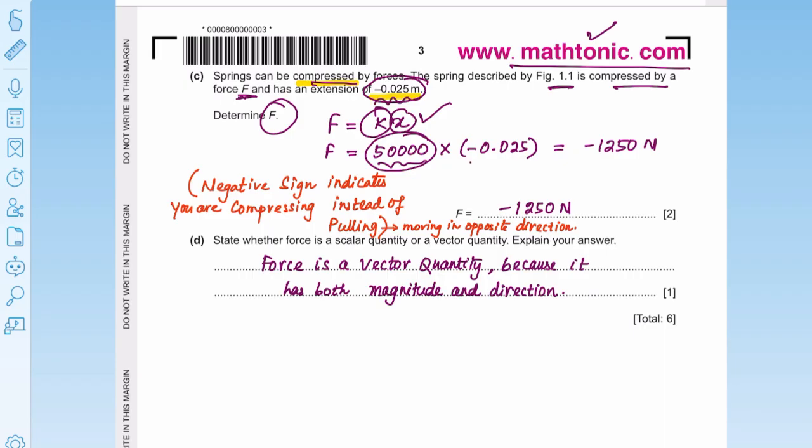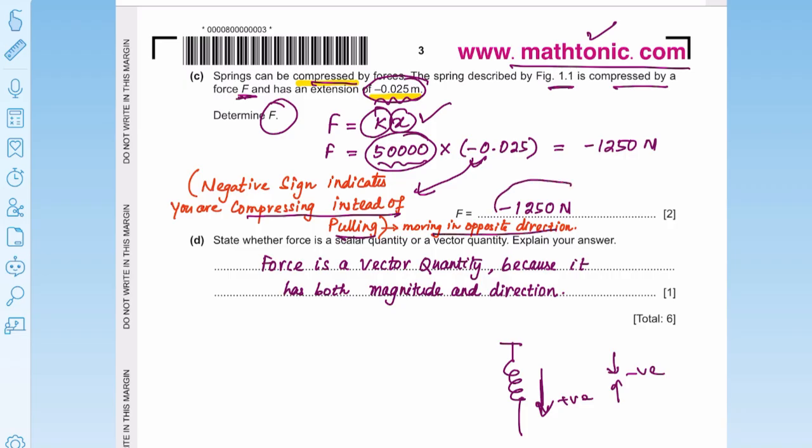Remember this negative sign. Why? This negative sign is used because you are compressing instead of pulling, right? For example, we have a spring like this. If you're expanding, it will be positive. If you are compressing, it will be negative. Got it? So it is moving in the opposite direction. That's why we are getting the answer in negative terms. So negative 1250 Newton is the force due to the compression, that is negative 0.025, and K we already got as 50,000.